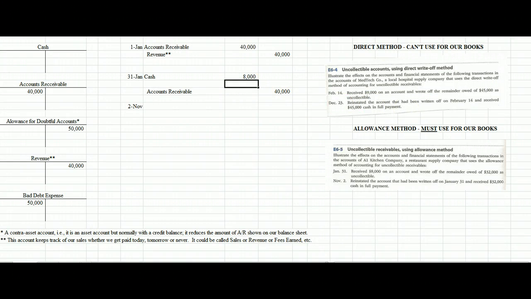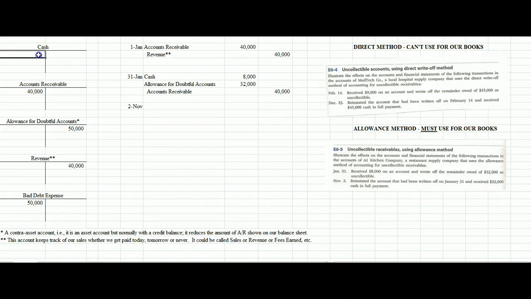So we need to debit something for $32,000, and what we debit is this placeholder account. In the direct method, we debit bad debt expense, but we don't do that here because we already booked the estimated bad debt expense earlier in the month.